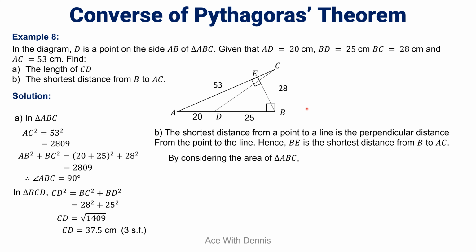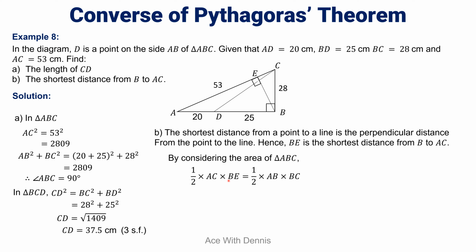Okay, so from here, by considering the area of triangle ABC, the whole thing, right? Since we are referring to the same triangle, we can choose different sides as the base. So first, I can choose AC as the base. Hence, I have this equation. We know that the area of a triangle is half times base times height. So it's half, the base is AC, and the height is BE. Or we can take AB as the base, so BC is the height, hence it will be half times AB times BC.